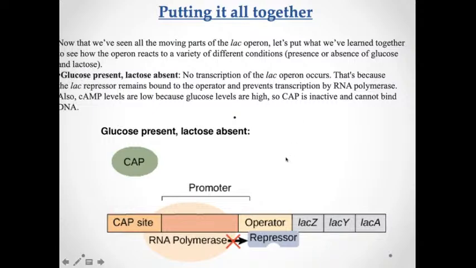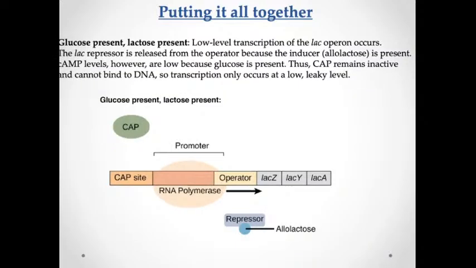So the repressor is attached in this case. Glucose is present, lactose is absent, so it is very bad for production of RNA. But in the case of glucose present, lactose present, a low level of transcription will happen, because the Lac repressor is released by the attaching of allolactose.